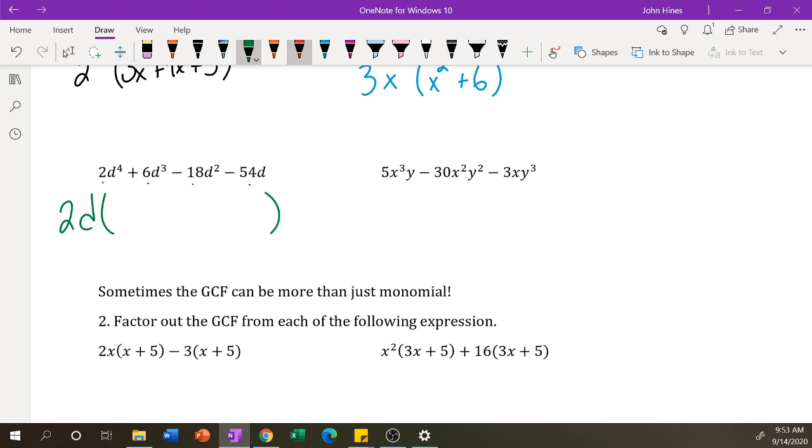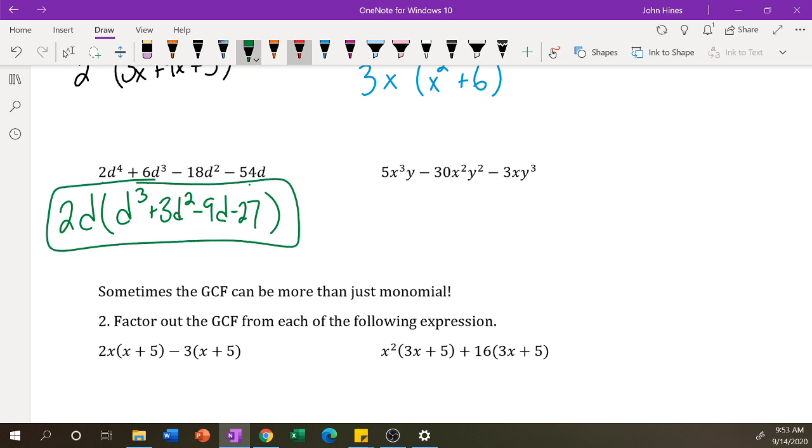So I'm left with, what times 2d is 2d to the fourth? Well, d cubed. What times 2d is 6d to the third? Well, that'd be 3d squared. What times 2d is negative 8? I took out a 2, and I took out a factor of d. And then I'm dividing by 2, and that's it. That's all we have to do there, is divide everybody by 2, and we took away a factor of d from each term. We're just taking out the greatest common factor right now.